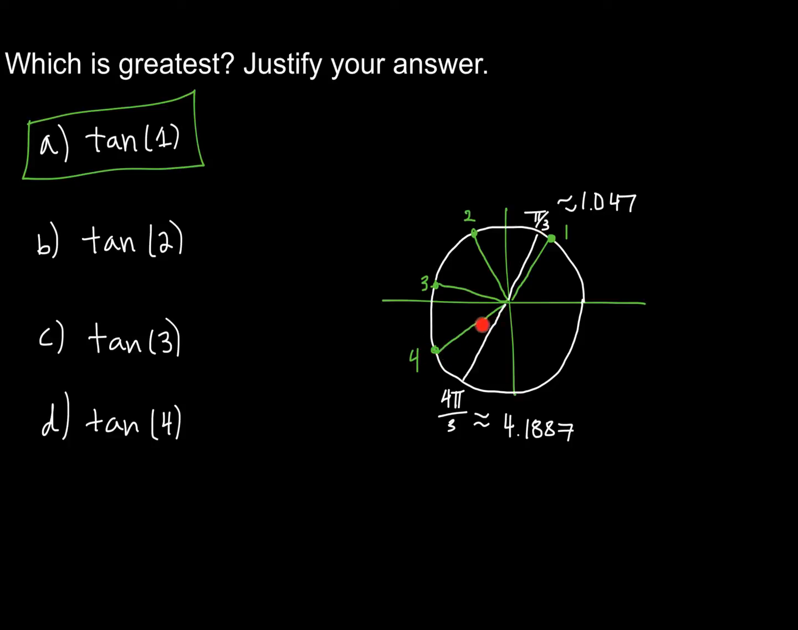And so this is going to be slightly more shallow than this is, and therefore the tangent of 1 is going to be greater. So tangent of 1 is the greatest value. And you can check that if you go onto Wolfram Alpha or type in your calculator tangent of 1 and tangent of 4, you will see that tangent of 1 is a little bit bigger. This slope is a little bit steeper than this slope.